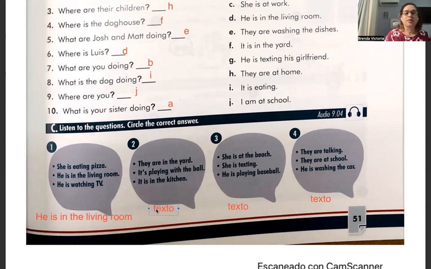Then we have the question number 2. It says, what is the dog doing? So it's the dog. They are in the yard is not a good one. It is playing with the ball or it is in the kitchen. Listen to the question. What is the dog doing? So it is playing with the ball. Okay, number 3, we have the question, what is Sandra doing? Sandra is feminine, is she. So what is Sandra doing? That's the question. She is texting.